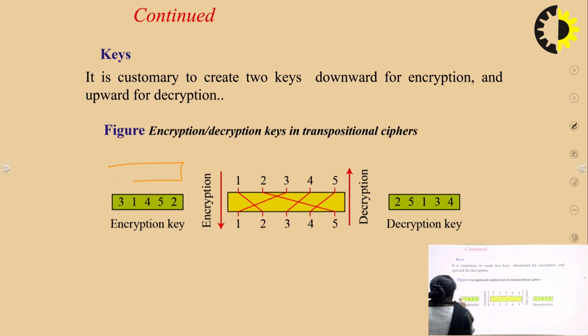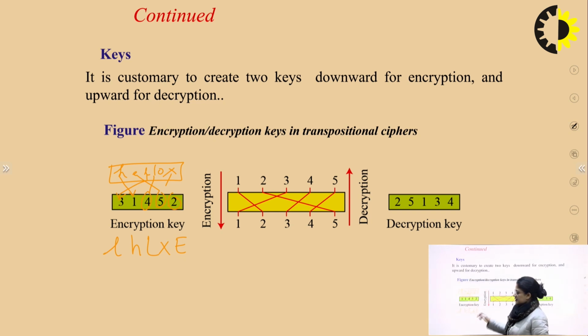Let us say this is our plain text. So in this algorithm, here L, then we have the first, so it will be H, 4, so it will be again L, 5, so it will be X, then 2, so it will be E. So this is how the encryption is done using this key.